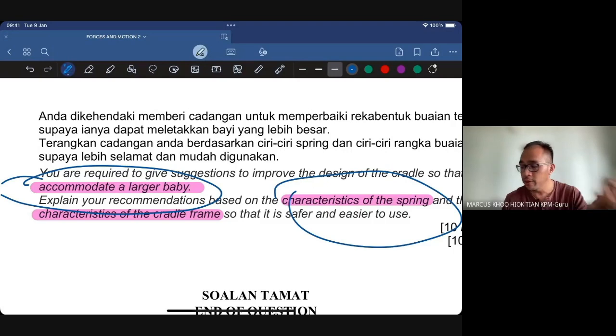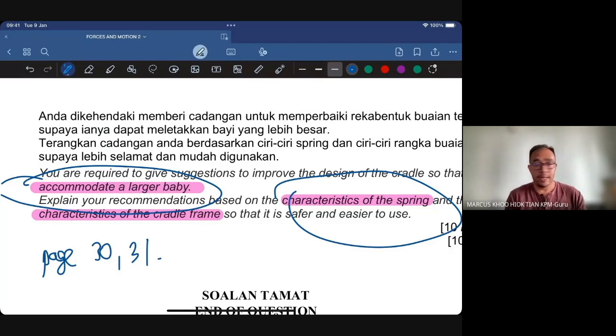I don't think I need to write this here because I think it's a pretty simple question. But again, if you need some help, for this one, refer to page 30 and 31 in your black book. The answers are all there. And as I said, I've already given answers. For the cradle frame, just make sure you give 1 or 2 points.